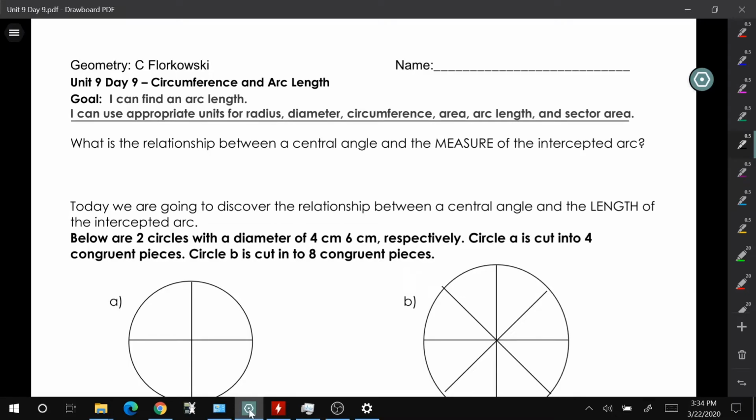Okay, today we're going to talk about arc length, and that's different than arc measure because arc measure was talking about the degrees of an arc, where the arc length is going to be asking us to find the portion of the circumference. So before we do that, first let's remind ourselves the relationship between the central angle and the measure of the arc. Well, they are the same.